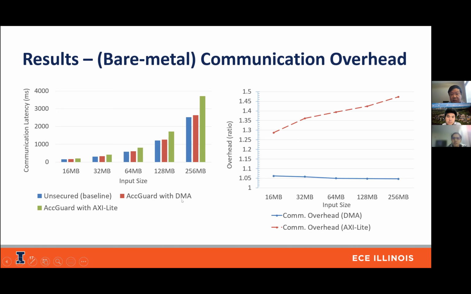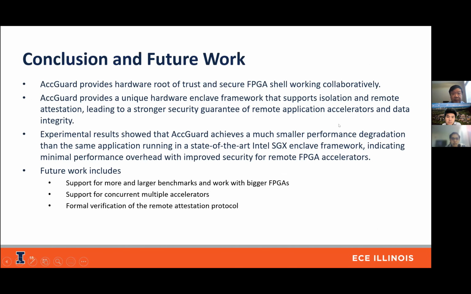So if we enable memory correlation using DMA in pipeline fashion, then the communication overhead can be very, very small. However, if it's AXI bus or something like that, it can have a very high overhead.